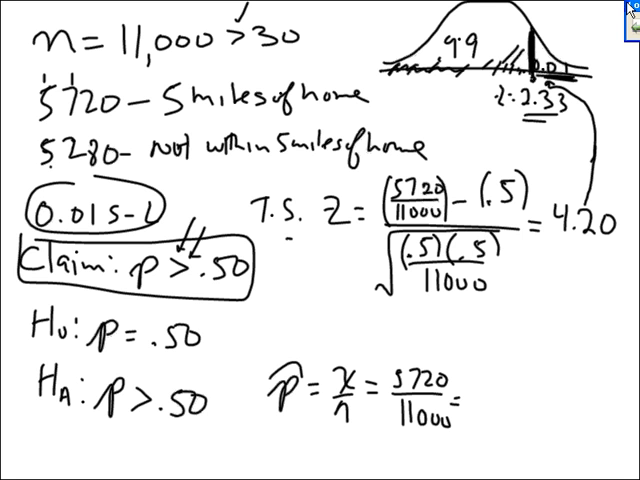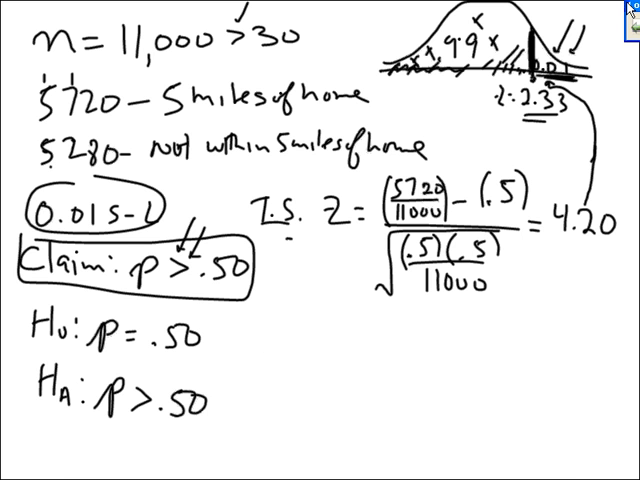Any test statistic that had z less than 2.33 would be in this region. That's the good region for H0, so we would fail to reject it. But we're ending up here. So what happens is we reject H0, point blank. We reject H0.